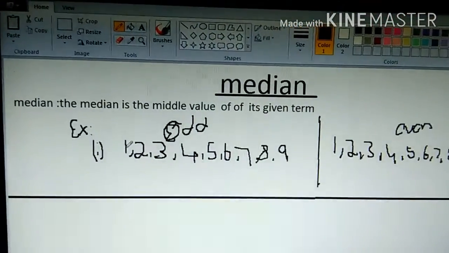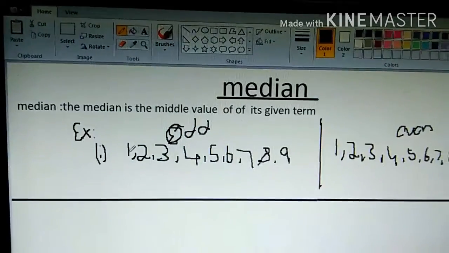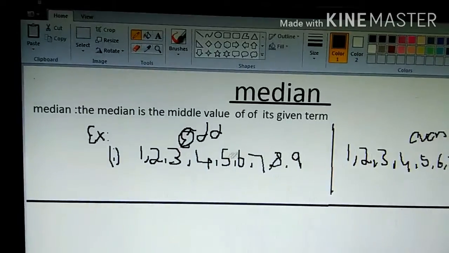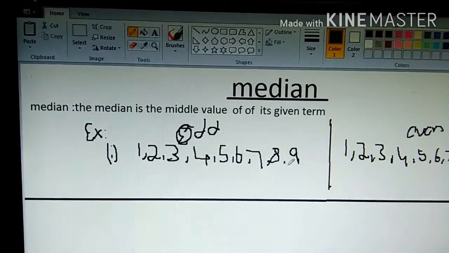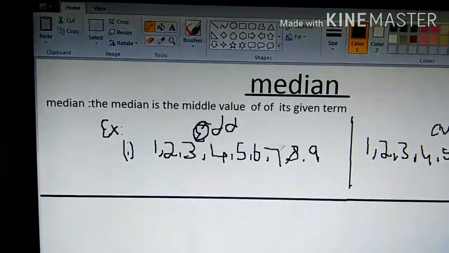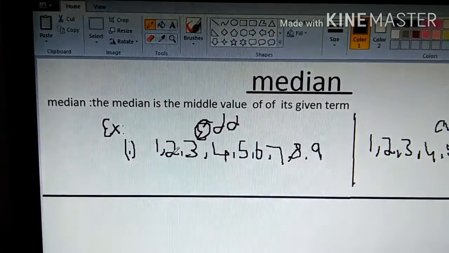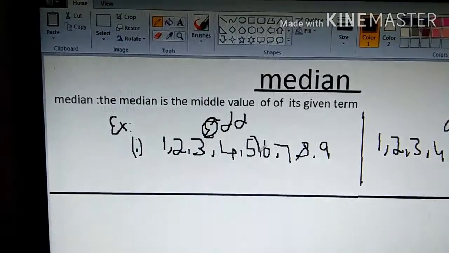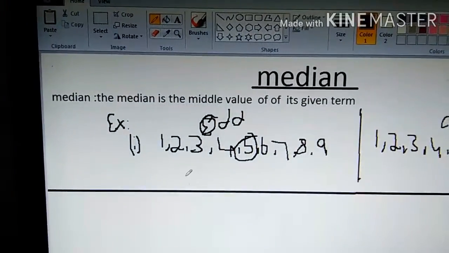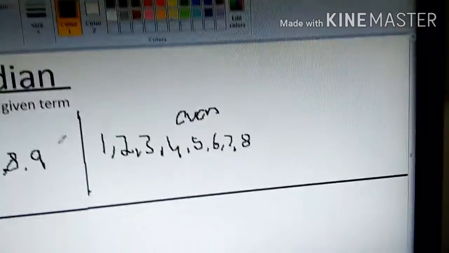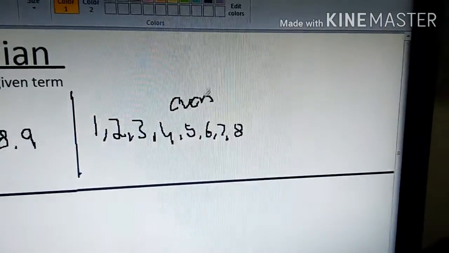Now, we need to calculate how many observations are given. 1, 2, 3, 4, 5, 6, 7, 8, 9. As it is 9, it is an odd number. So, let us see what the middle term is. 1, 2, 3, 4, and 1, 2, 3, 4. As 5 is in the middle, this is the middle term. Therefore, the median is 5.